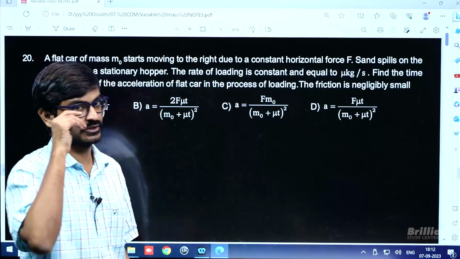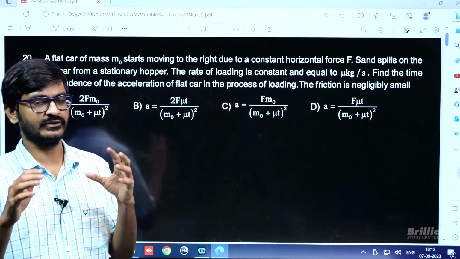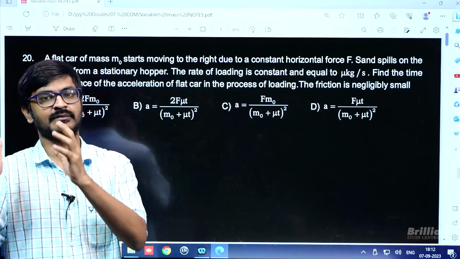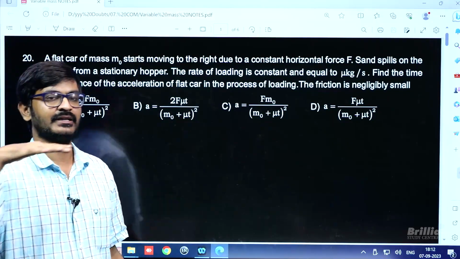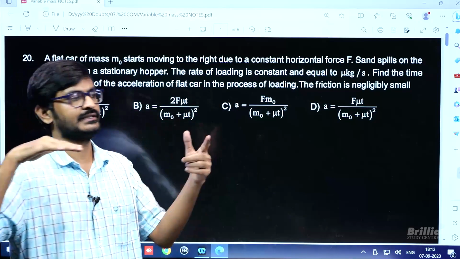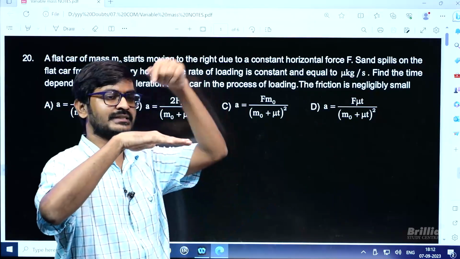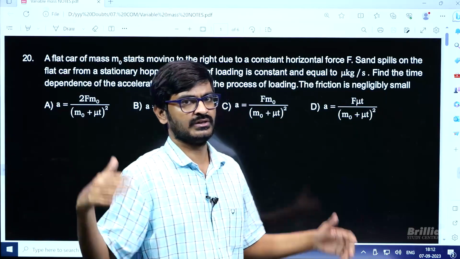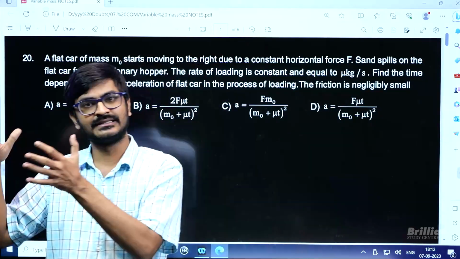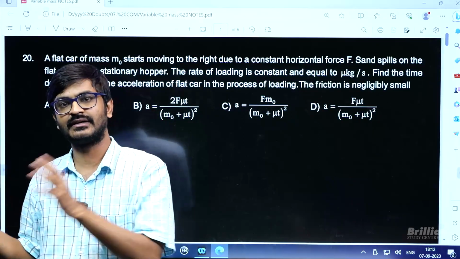Friction is negligibly small. So in all these kinds of questions, what you need to do is visualize from the beginning. In the beginning, the mass is m0. But what is happening with time? With time, you are pulling it, so it will be going ahead. At the same time, its mass is increasing. So you must not take the initial situation into consideration while writing the equation.